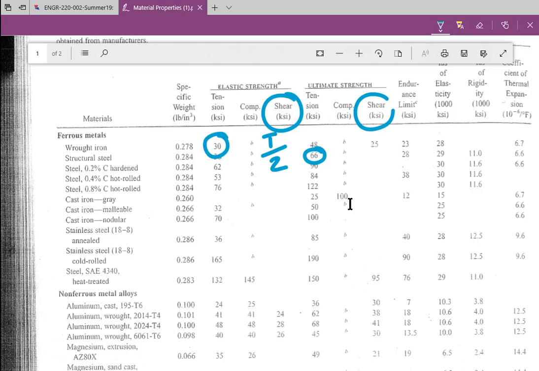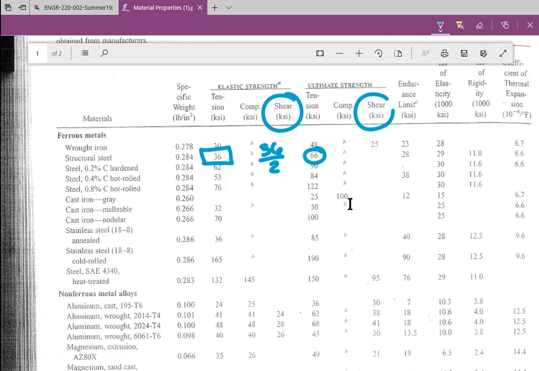So if we were back to our structural steel, it has 36,000 psi tensile elastic strength. The number that I would use here would be 36 divided by 2, so 18 ksi for shear. So that's why it's important to be able to tell shear from tension and compression, because in general, the materials that we're going to deal with are half as strong in shear as they are in tension and compression.